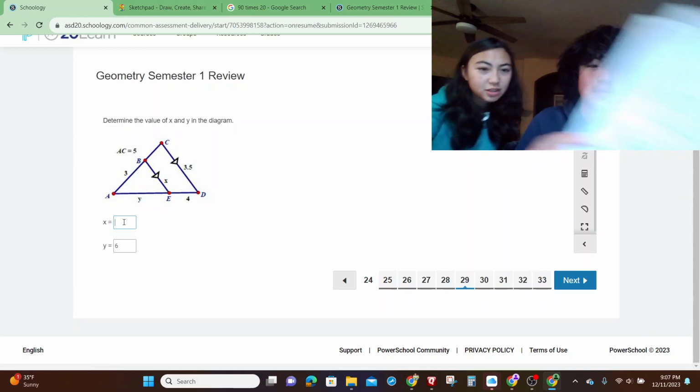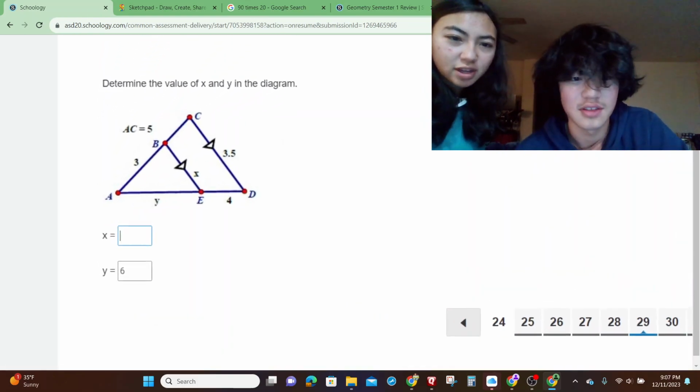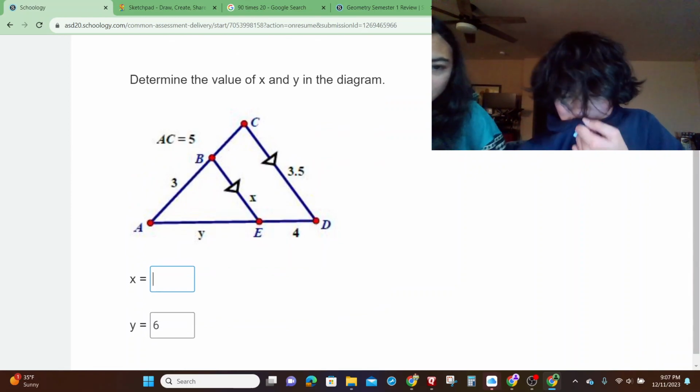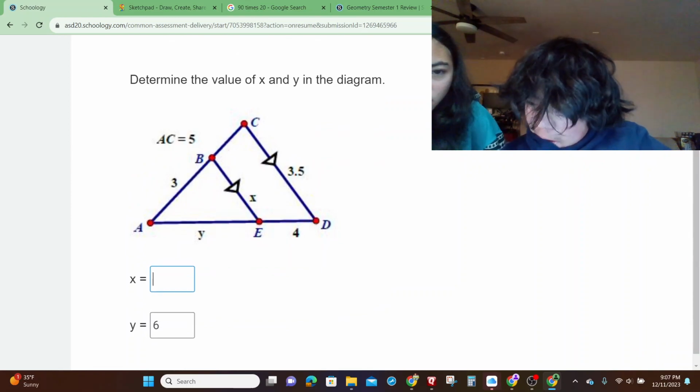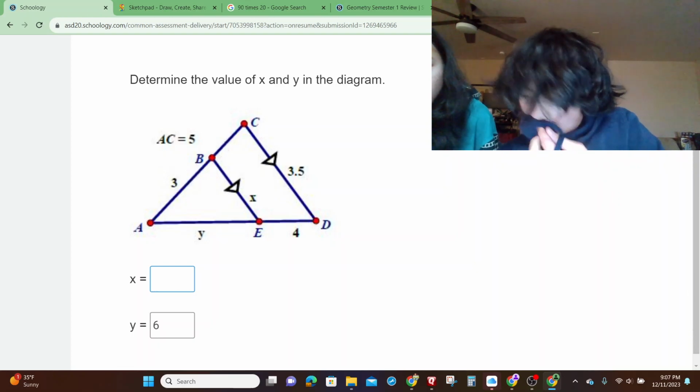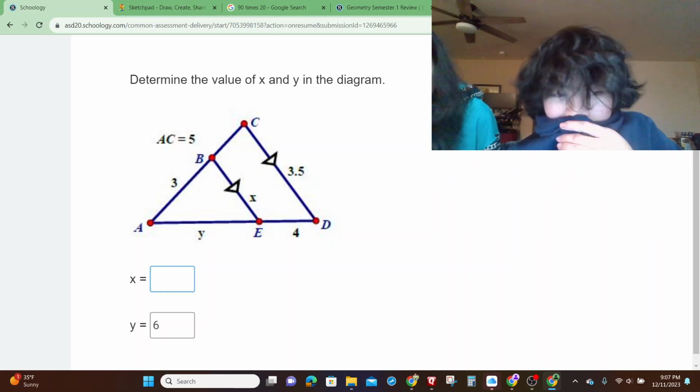Which one? Find the value of x and y in the diagram. Okay. So I have y. I don't know how to get x. Go to this C, right? And then y equals 6. So how do I get x?